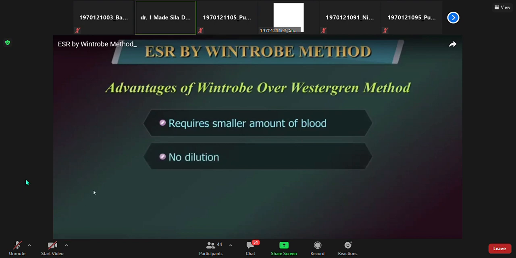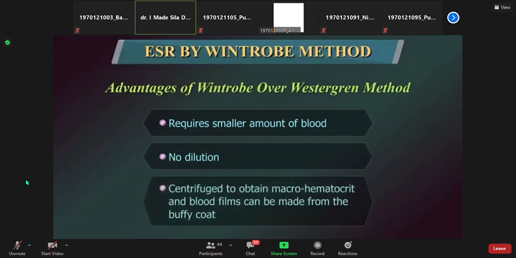In addition, once the ESR has been read, the Winthrop tube can be centrifuged to obtain a macrohematocrit, and blood films can be made from the buffy coat.